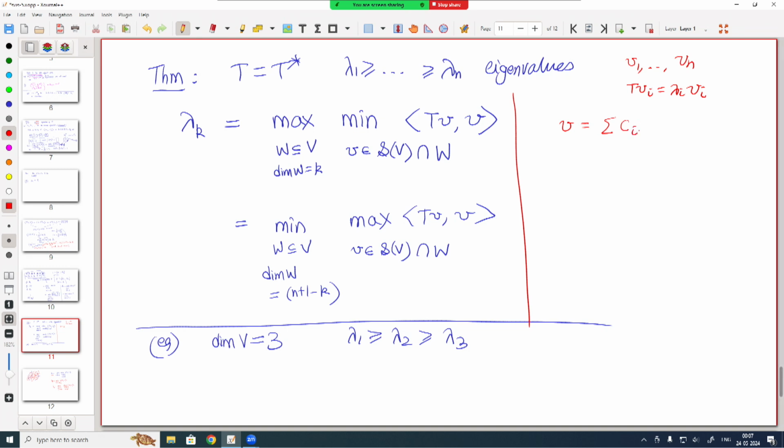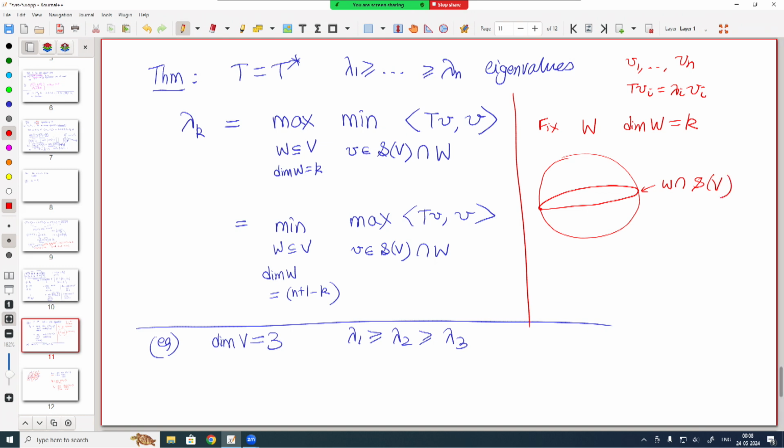No, let's not write v as a linear combination. Okay, now what are we trying to do here? We are saying let's fix a subspace of dimension k. Fix W whose dimension is k, and I am going to take that section of the sphere. I have the unit sphere, drawn here like a circle, and this is W intersect the unit sphere.